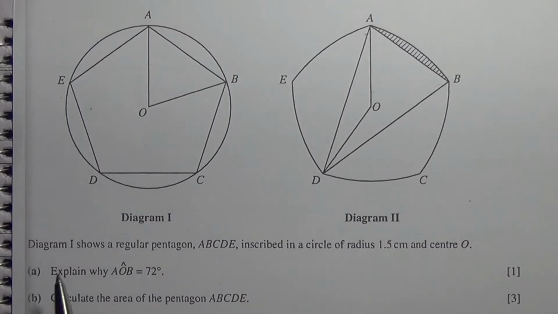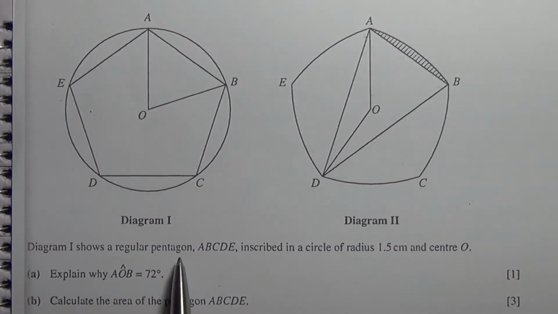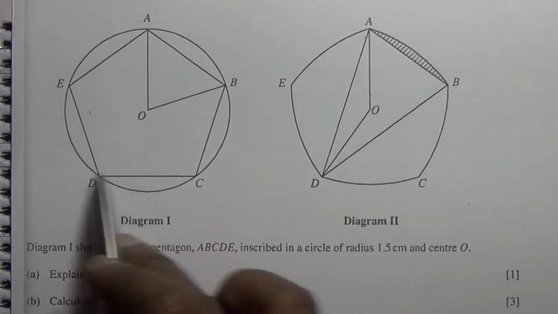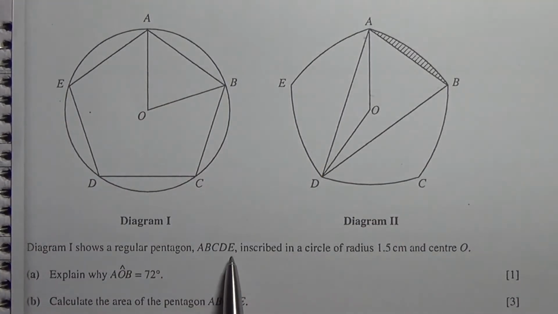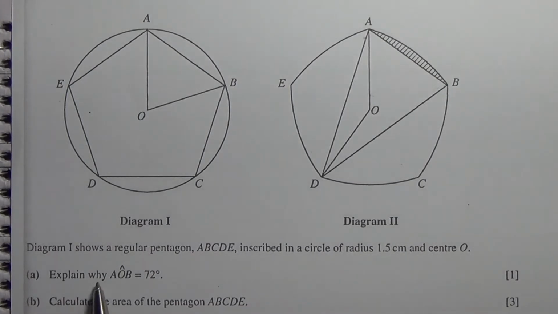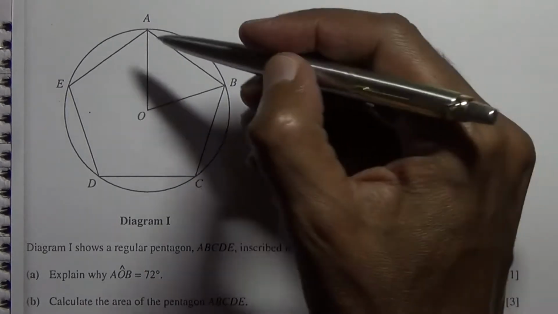Okay, for this question, diagram 1 shows a regular pentagon. There we go, 1, 2, 3, 4, 5. A, B, C, D, E inscribed in a circle of radius 1.5 centimeters and center O. Explain why AOB is 72 degrees.